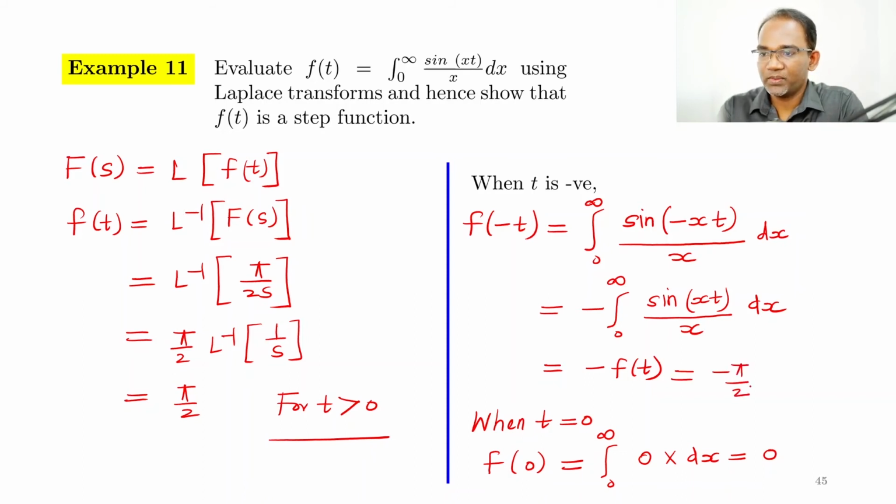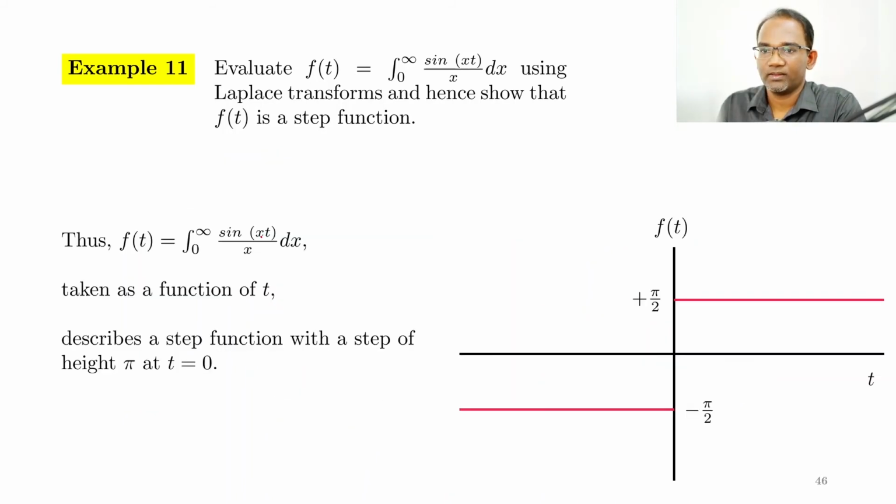When t equals 0, the value of the function, that is f(0), is equal to 0. Thus f(t) equals the integral from 0 to infinity of sin(xt) over x dx, taken as a function of t, describes a step function with a step of height pi at t equal to 0. So for negative values of t, the function is negative, and for positive values of t, the function is positive, and at t equal to 0, the value of the function is 0. And this function describes a step function.